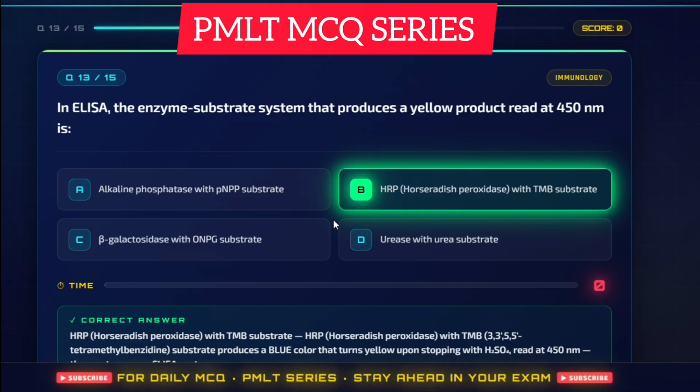The correct answer is B. HRP, horseradish peroxidase, with TMB, 3,3',5,5'-tetramethylbenzidine, substrate produces a blue color that turns yellow upon stopping with H2SO4, read at 450 nanometers. The most common ELISA system.